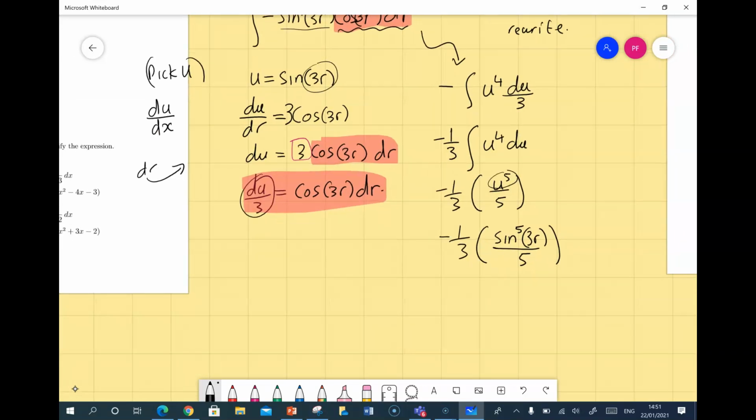I'm multiplying two fractions, so top by top, bottom by bottom. What I'm going to do is I'll just have the minus with the 1 there. You could have the minus underneath or above, it doesn't matter. So I'll just have it above. So multiplying the top by the top and the bottom by the bottom. So minus 1 by sine to the power of 5 3r is minus sine to the power of 5 3r. And at the bottom, 3 5s is 15. And don't forget, because there's no limits, it's indefinite integral. So at the very end, put in your plus c.